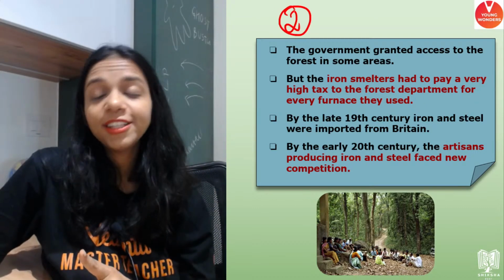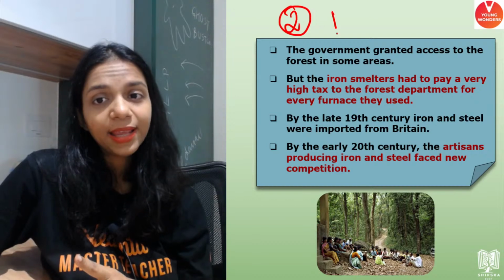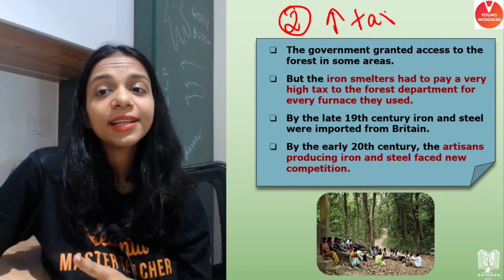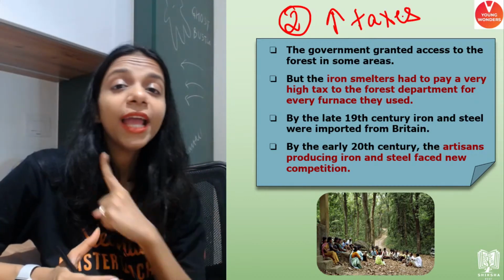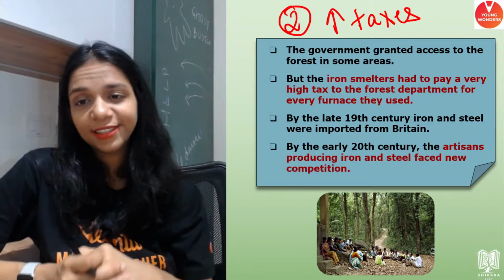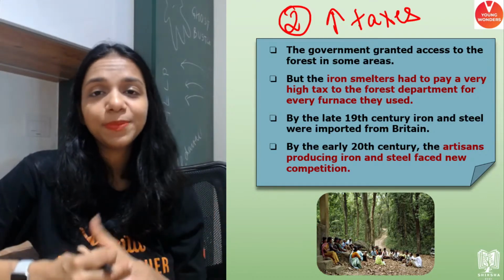The second reason why this entire industry started declining is the very high taxes that were imposed by the British on the furnaces that these iron smelters used.